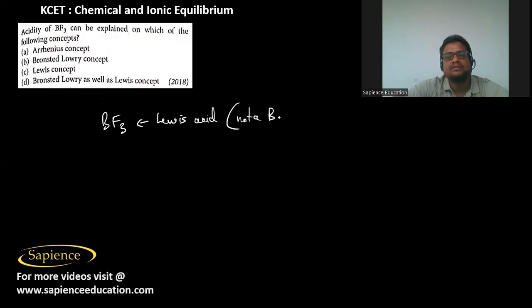Now here it is told that acidity of BF3 can be explained on which of the following concepts? Arrhenius concept can't be used. Bronsted-Lowry concept can't be used. Lewis concept can be used. Bronsted-Lowry as well as Lewis concept can't be used. Okay. Since BF3 actually is a Lewis acid only, and it is not a Bronsted acid, and it is also not an Arrhenius acid.